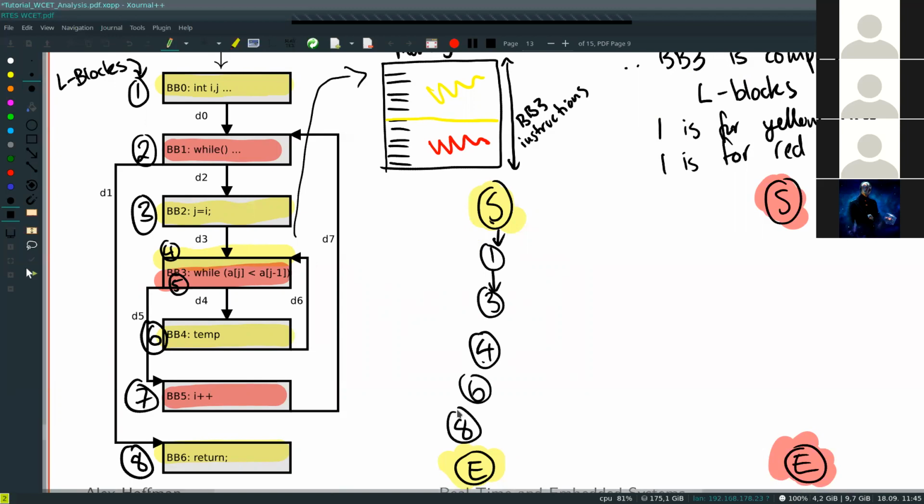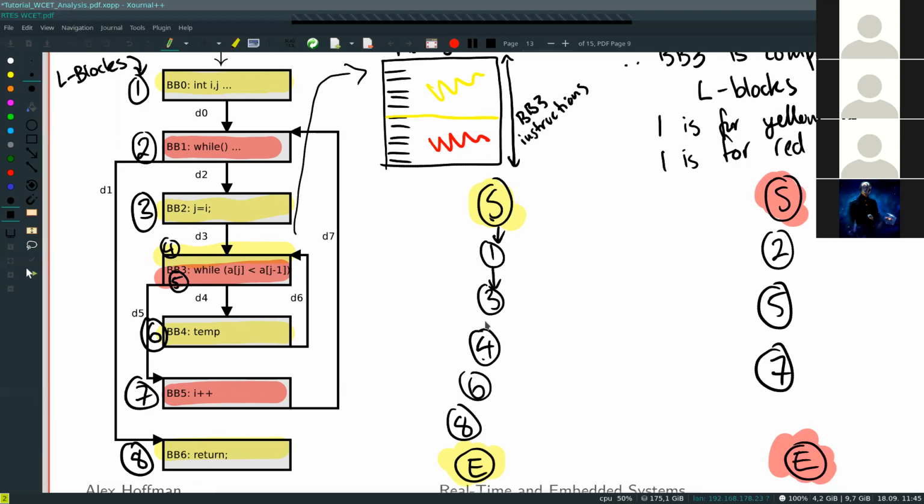So if we put in all of the L blocks, similarly, we can just do this straight away at the beginning and put them all in. 2, 5, 7. I think we have 1, 3, 4, 6, and 8. Okay. So 3 to 4. Yes, correct. And 6 to 4. Yes, correct.